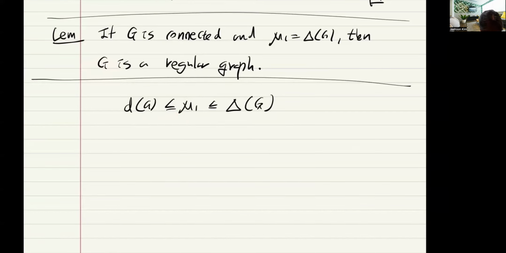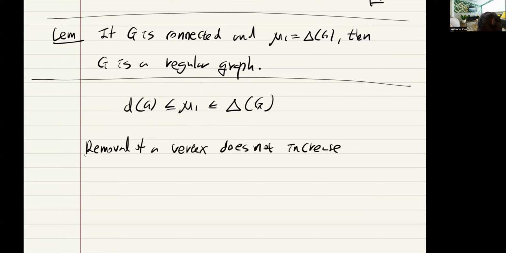One is that we want to show the following difference between these two. The removal of a vertex does not increase mu1. We want to show this.